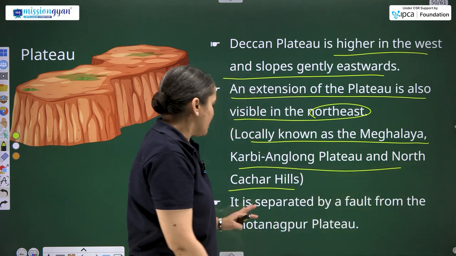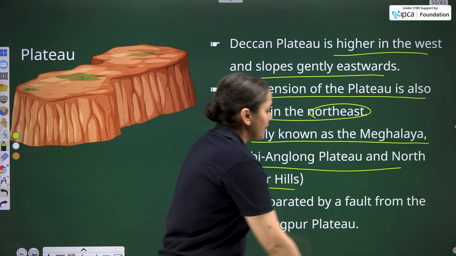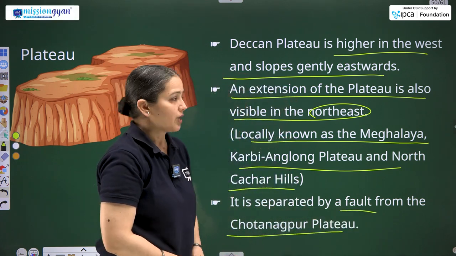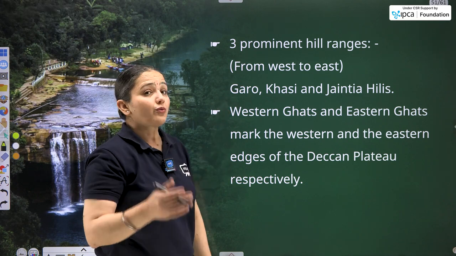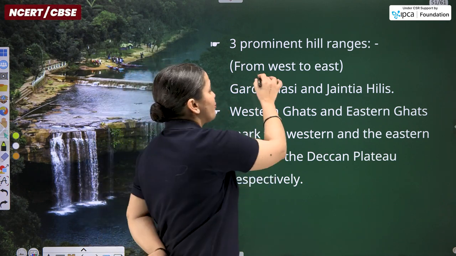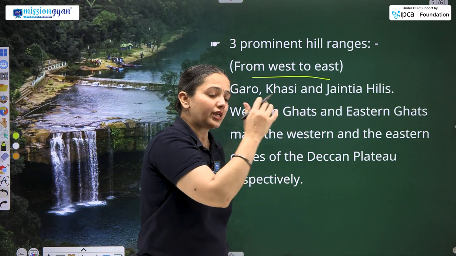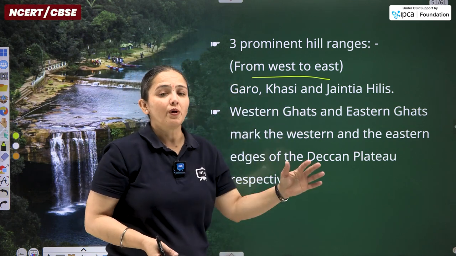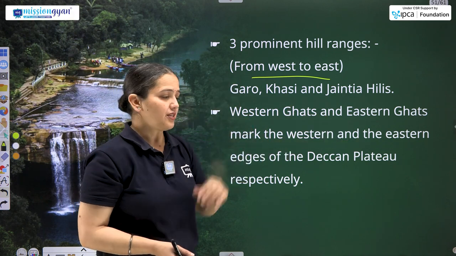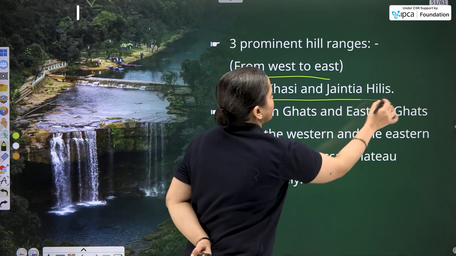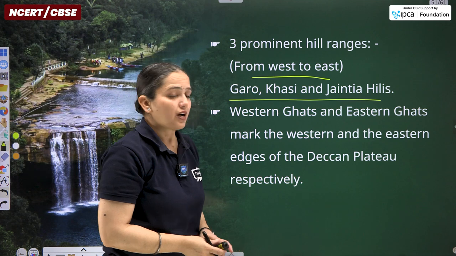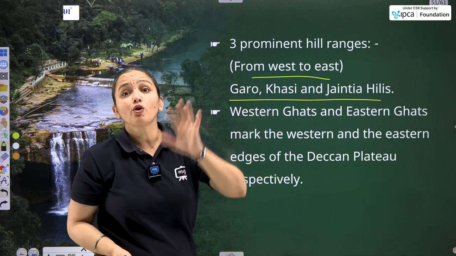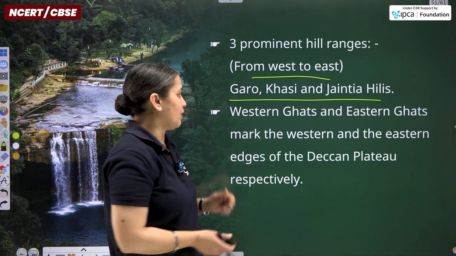It is separated by a fault, a crack, from the Chota Nagpur Plateau itself. Three prominent hill ranges lie in this plateau region from west to east. So we can consider quite obviously that there is a natural slope from west towards the east. Garo, Khasi and Jaintia hill ranges, three important hill ranges, are located in this region, and these regions receive the maximum rainfall in the world.